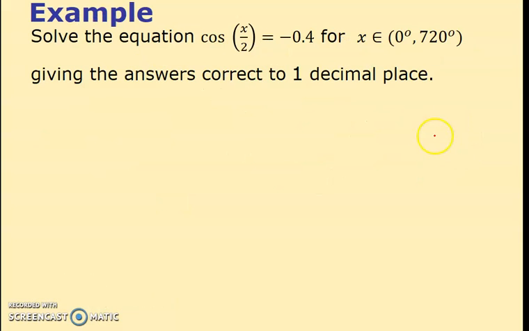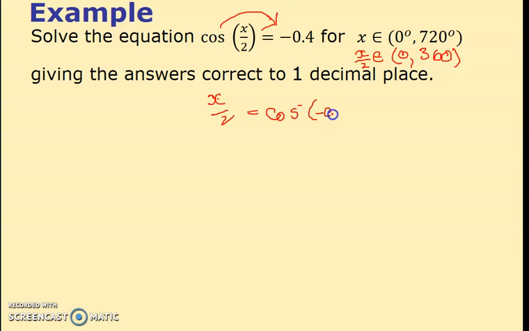And I've got a couple of seconds to just do this last one. So first of all, notice it's x over 2. So really I should be saying x over 2 belongs to, and because it's divided by 2, I divide both these numbers by 2. I've got to look between 0 and 360. Okay, fair enough. So I'm going to move the cos onto the other side, and that becomes x over 2 is the inverse cos of minus 0.4. I'll do that quickly.